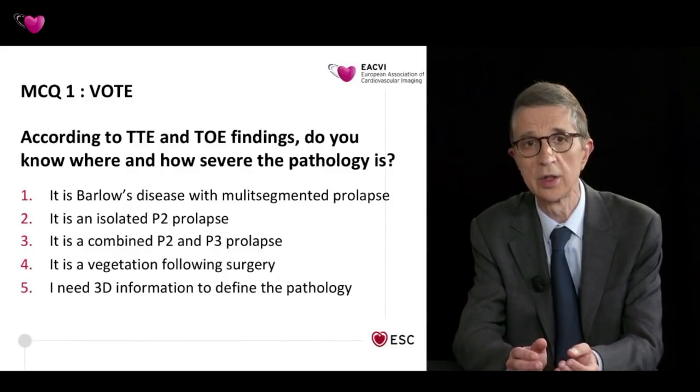And do we know where and how severe the pathology is? Is it only a P2 prolapse, is it Barlow's disease, is it a combined P2 and P3 prolapse, is it a vegetation, or do I need more information, especially 3D information?